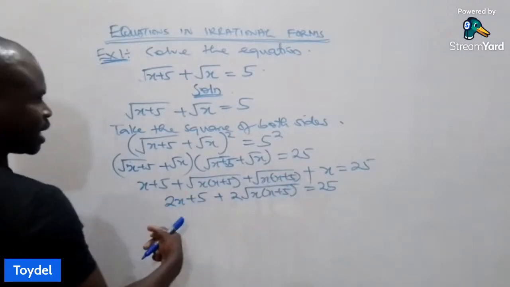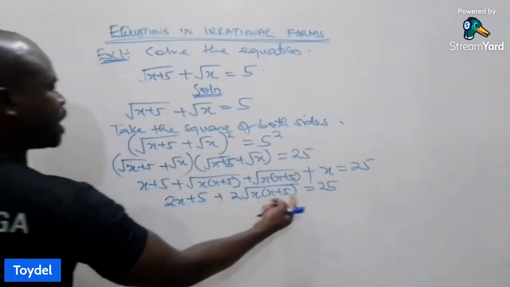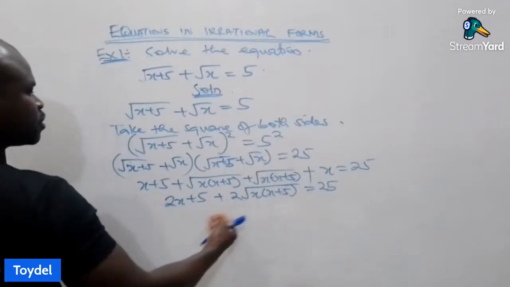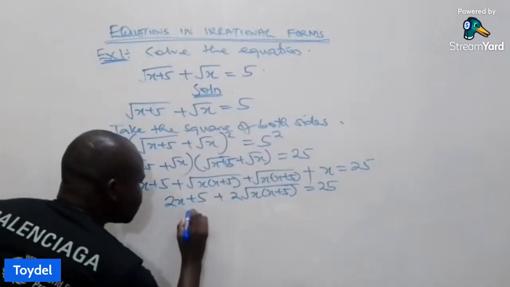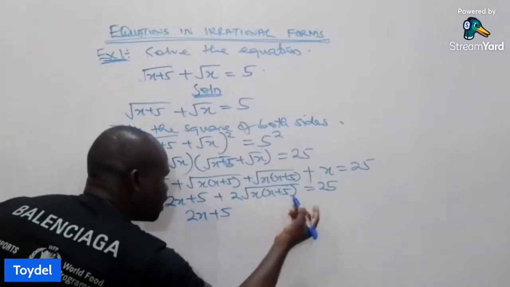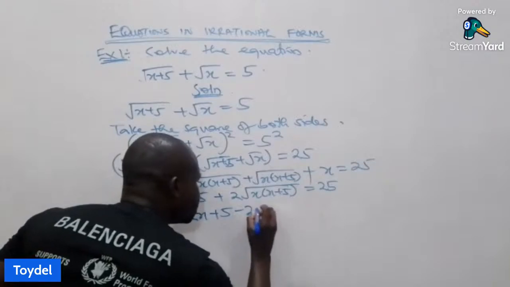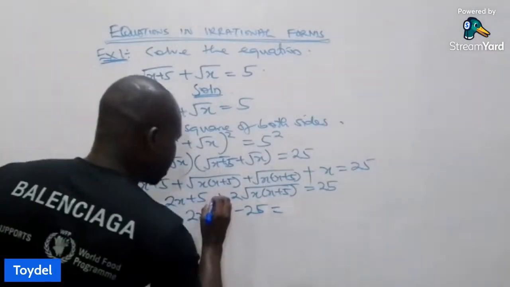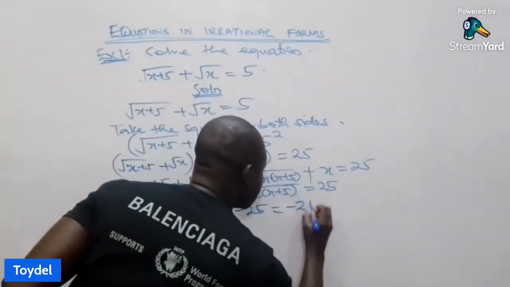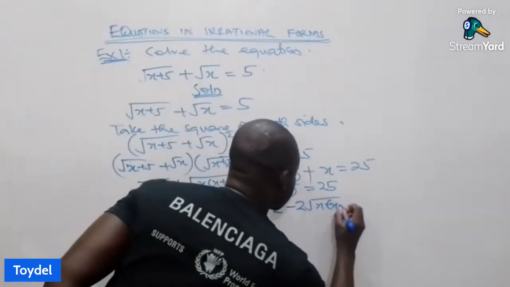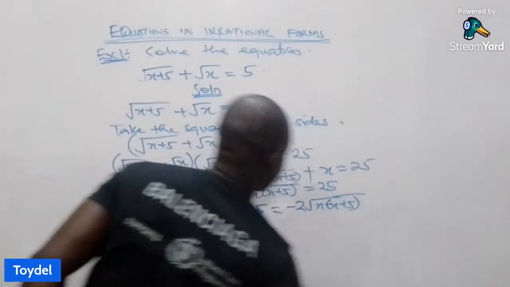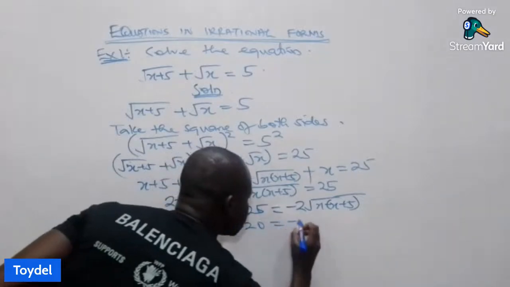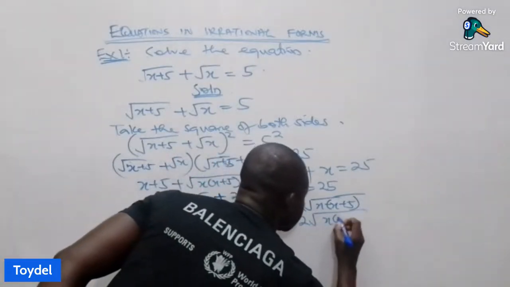From there, I want to collect like terms. I bring in 25, and I write everything we have without square root to one side. Then I'll transfer the one with square root to the other side. That is, I have 2x plus 5 minus 25 is equal to, then I take this to the other side. It was plus here, it becomes minus 2 square root of x into bracket x plus 5. Then here we have 2x minus 20 equal to minus 2 square root of x into bracket x plus 5.